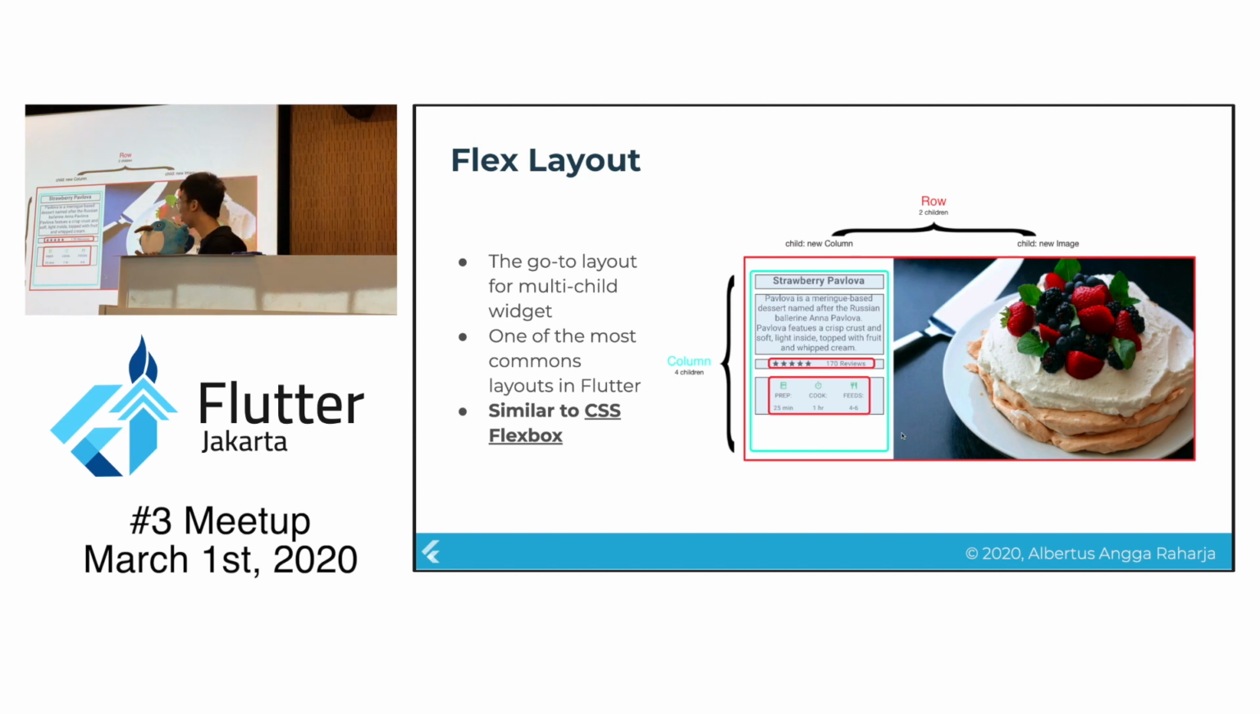And that brings us to Flex layout, which is the go-to layout for multi-child widgets. Why? Because it's one of the most common layouts in Flutter. Also it's the easiest widget to use for laying out multiple children. You just have to declare whether you want to lay it out vertically or horizontally. It's very similar to CSS Flexbox. If you're familiar with web development and CSS, you can probably take it easy for the next few slides. I will tell you when you have to think a bit harder, because all of these concepts are exactly the same as CSS Flexbox.